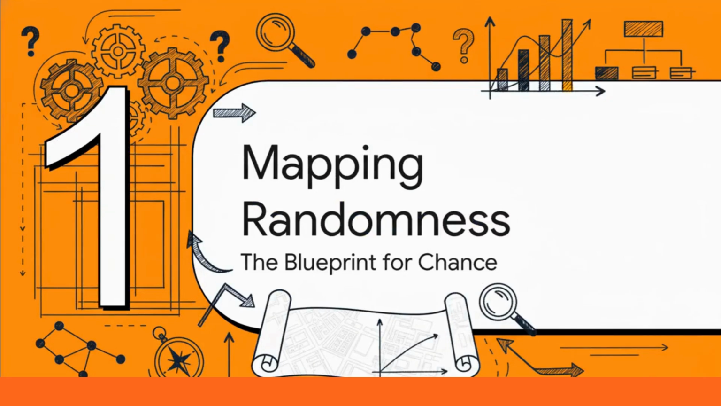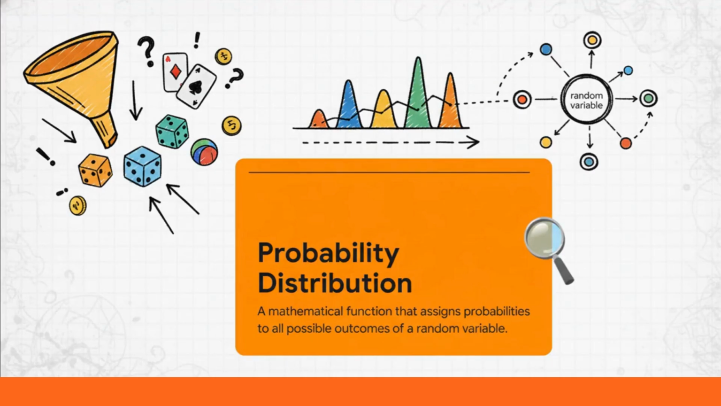So, let's start at the beginning and build our foundation. I want you to think of what we're about to discuss as a kind of blueprint for chance itself, a map that helps us navigate the entire landscape of random possibilities. At its core, a probability distribution is really just a special kind of mathematical function. Its one and only job is to assign a probability to every single possible outcome of some random event. So it's not about what did happen in one specific case, it's a theoretical model of everything that could happen.